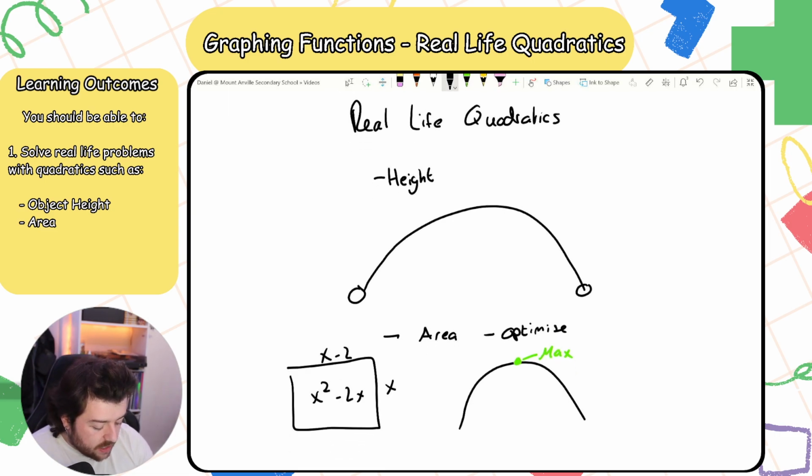Or another thing we use this for is to model the area of a shape. For example, I have x minus 2 here in x. So here is the area. If I plot that out, I could find the value of x that gives me the biggest area. So optimizing the area of, say, gardens, fences, boxes, etc. That is what we use quadratics for.